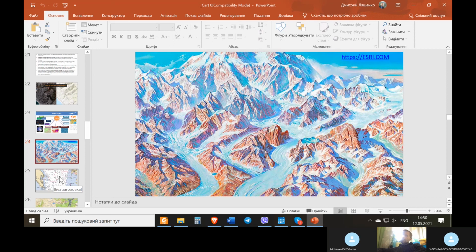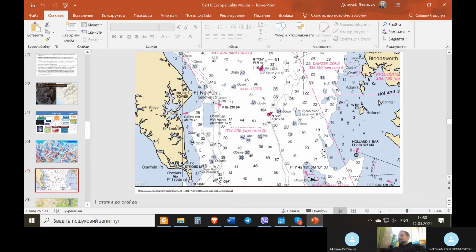To say more, it was manual work. There were no computers at this time, so it's a very, very interesting view on how to present land features.